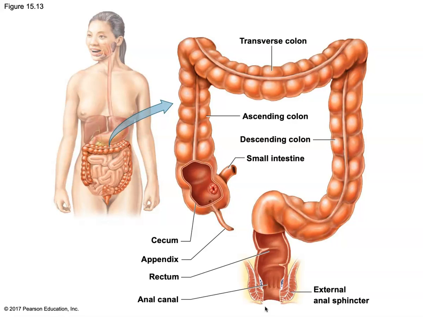Detection must be done through sigmoidoscopy. This is where we can examine the first third of the colon. Really, we can't go any further. We can't go across the transverse colon. But we can go up through the descending colon. The sigmoidoscopy is where we can, yes, only go through the first third, and then colonoscopy is when we can actually go through and explore the entire colon in search of colorectal cancer.